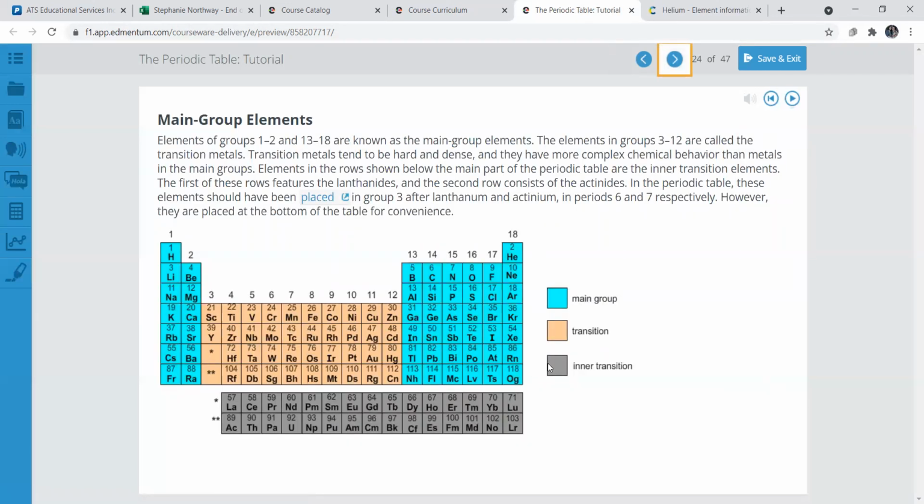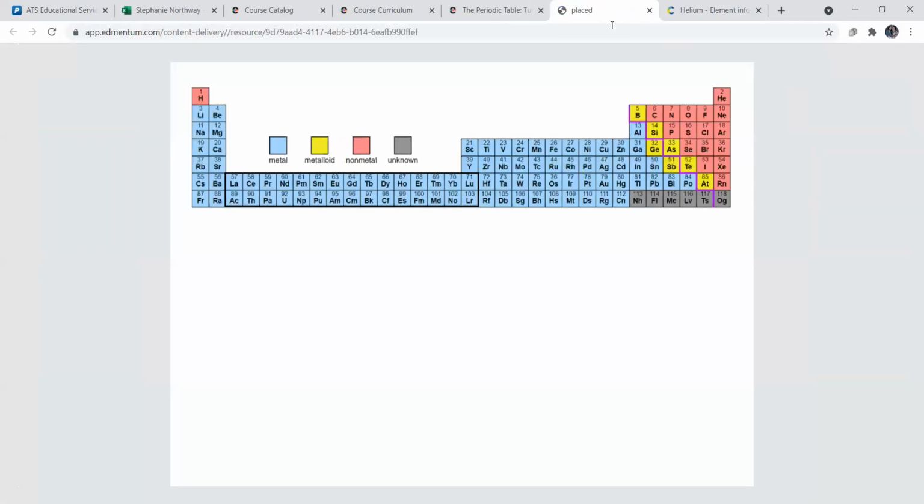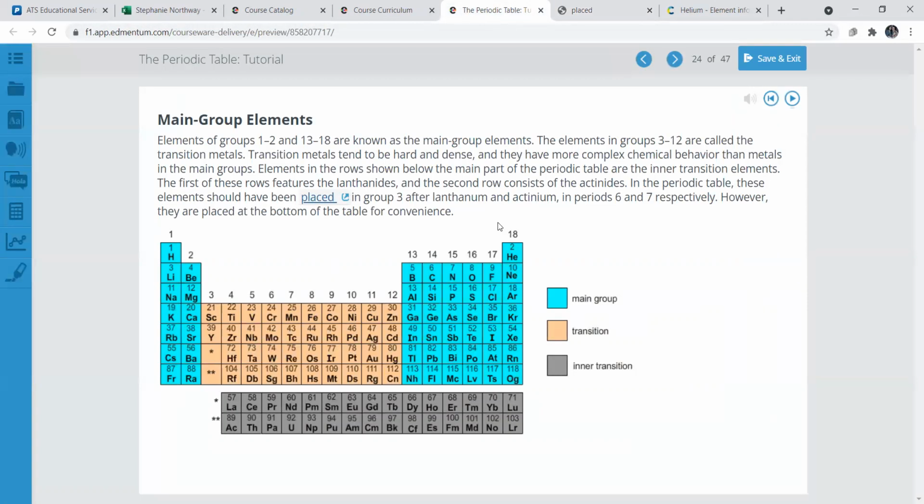All right, we have our main groups, 1, 2, 13, 14, 15, 16, 17, 18. Transition right in the middle, which is 3 through 12. Inner transition, which is kind of on the outside, just kind of arranged a little bit differently. This just shows if we place the whole thing together, it would look something like this. However, the periodic table is different.